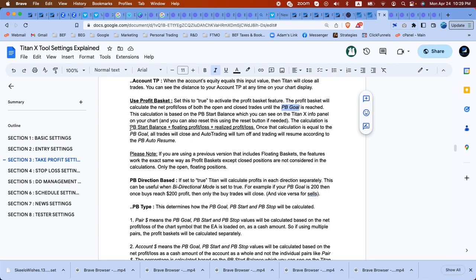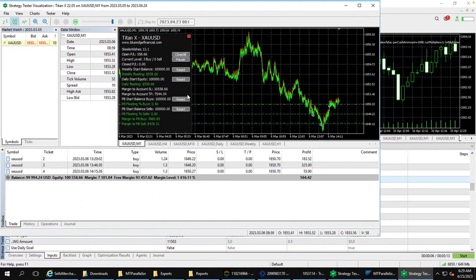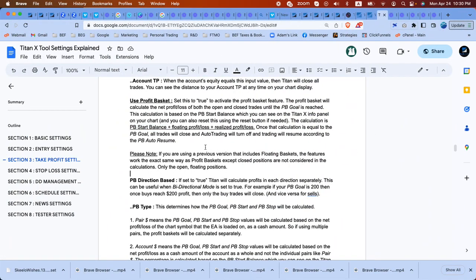So if our profit basket start balance is 100,000, just like we have here, and then we hit equity protector, well, now our balance is going to show 95,000, say, for example. We're actually going to need to float, what is that, $8,000 until we're actually going to be able to hit that profit basket goal. And that shows here, I believe, as the margin to the profit basket goal. So hopefully that makes sense.